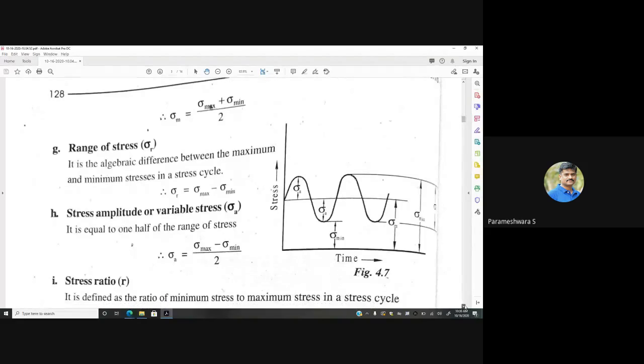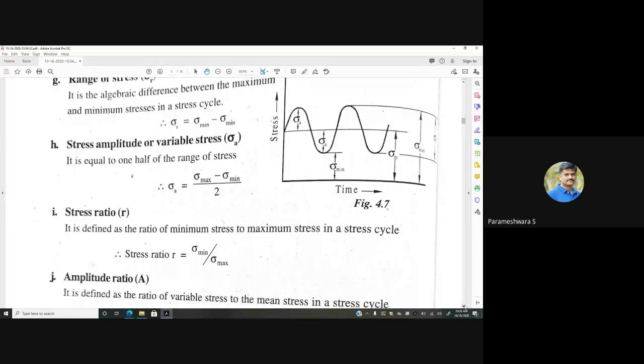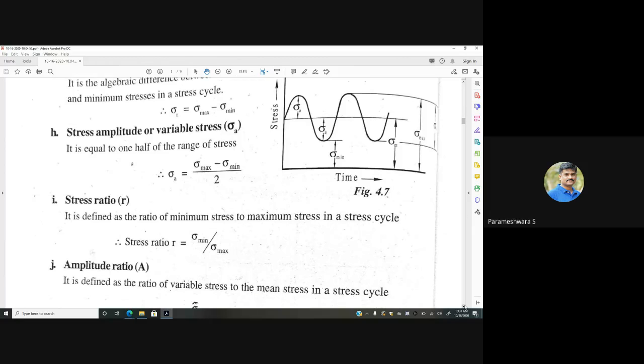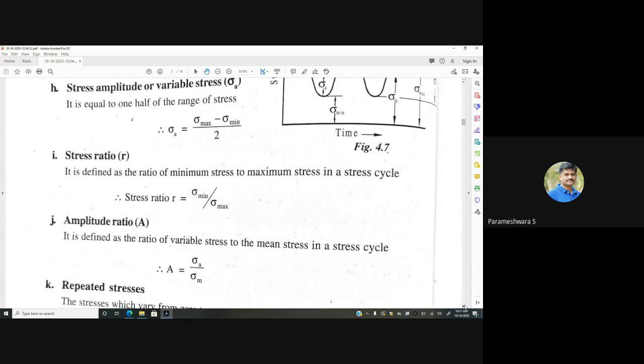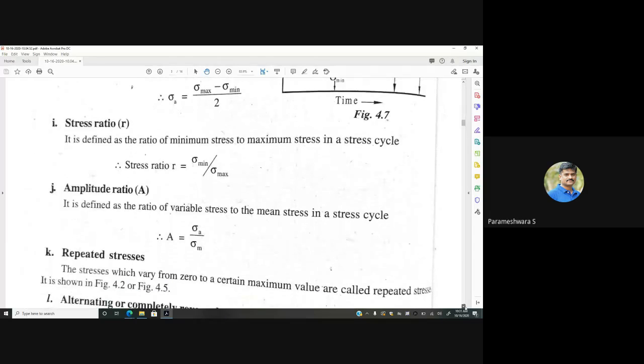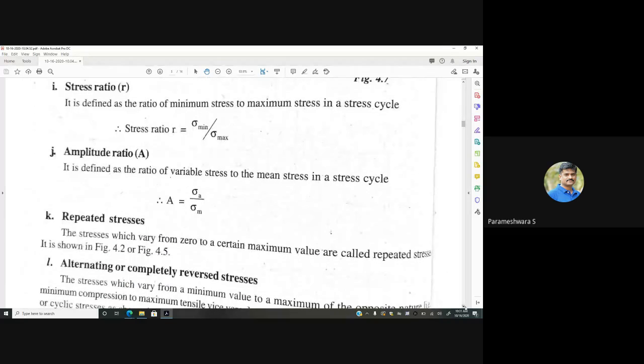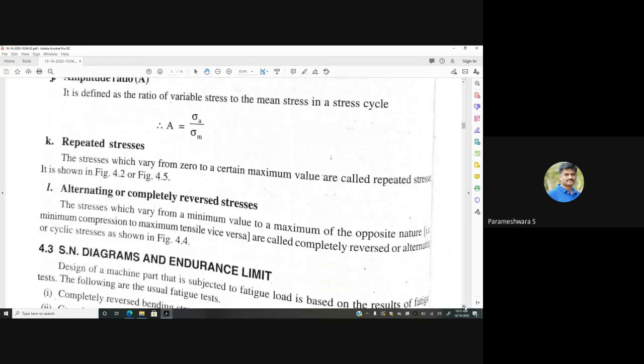And the stress ratio is defined as the ratio of minimum stress to the maximum stress in a cycle. That is R is equal to sigma minimum divided by sigma maximum. Then amplitude ratio is defined as the ratio of variable stress to the mean stress, that is sigma a to sigma m. Then repeated stress. The stresses which vary from 0 to a certain maximum value are called repeated stress.